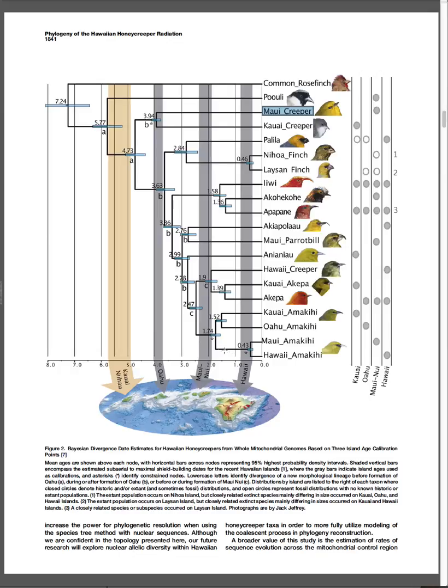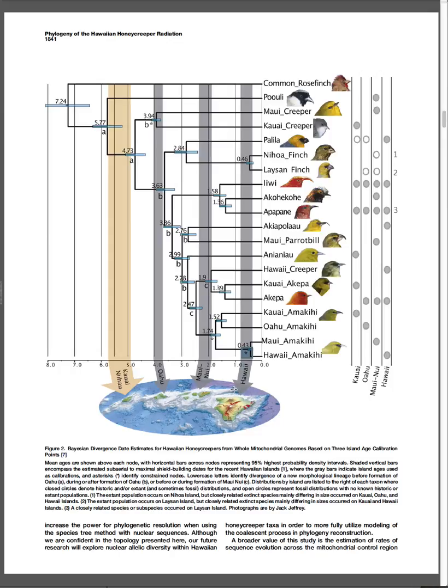We also here said that here's another divergence, right? And this divergence couldn't happen until the formation of Maui, because you can't have a node going to Maui until that happens. And here you can't have Hawaii Amakihi forming until the Hawaiian island, the big island, is formed. So you can see the three different calibration points. We'll talk about the distance between those and how that informs your analysis.